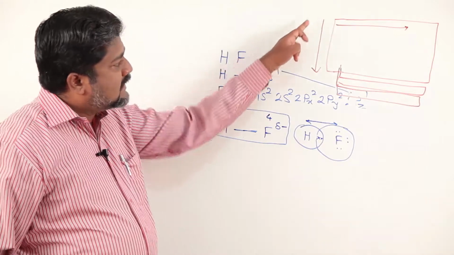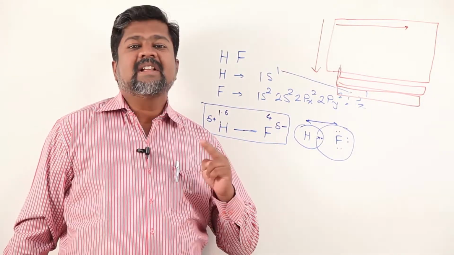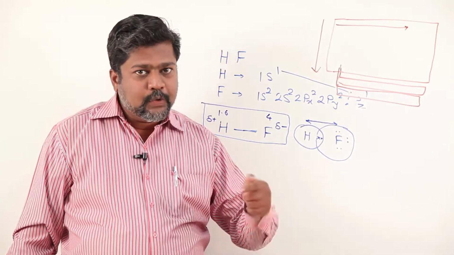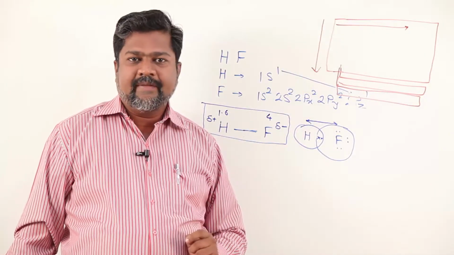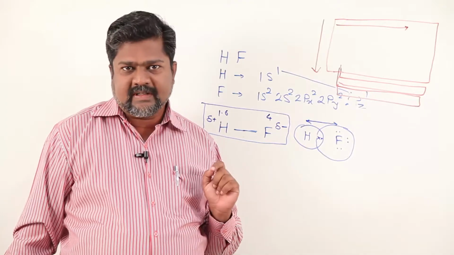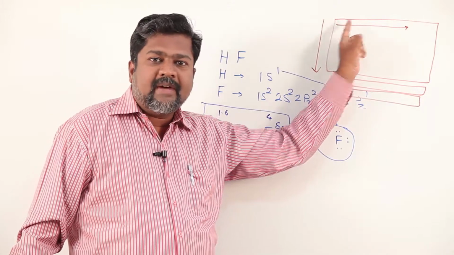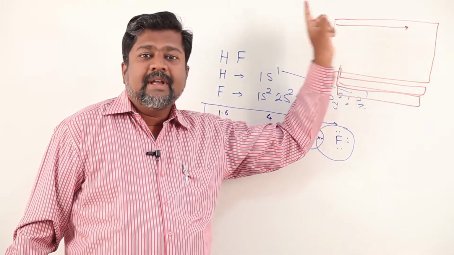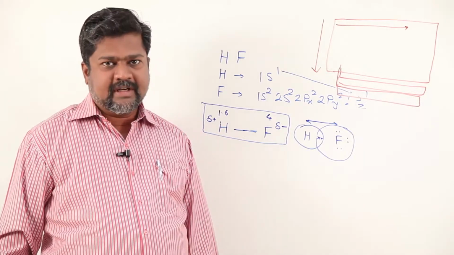You are aware, as we move down the group, atomic size increases, IP value decreases. As IP value decreases, electronegativity value also decreases. As we move across the period, that is from left to right, IP value increases, and therefore electronegativity also increases.